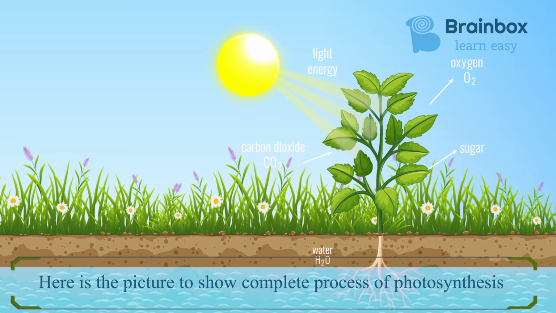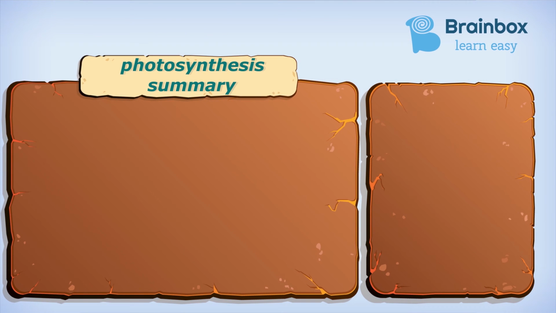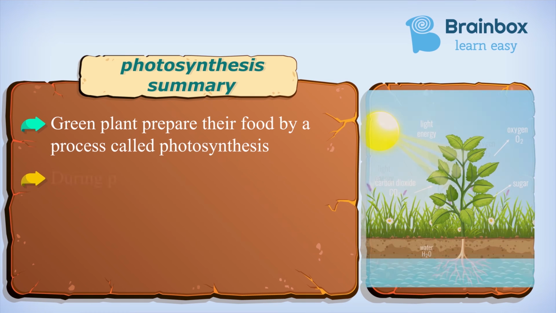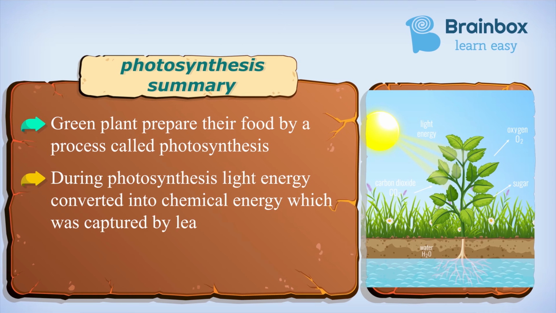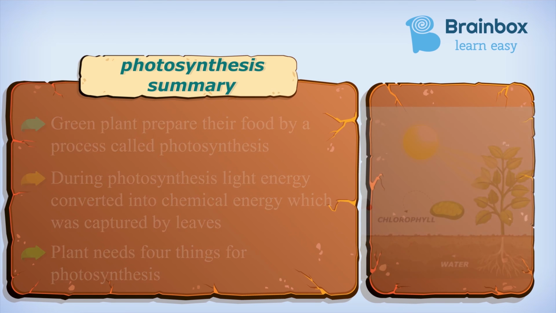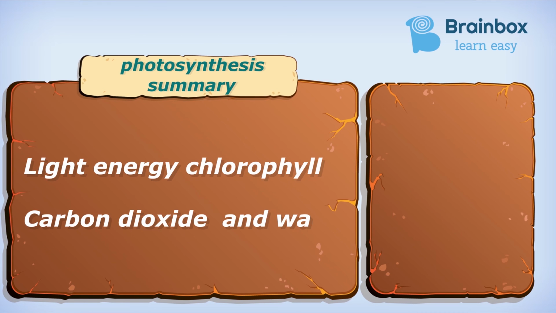So from this module, we have learned the following things. Let us summarize. The green plants prepare their food by a process called photosynthesis. During photosynthesis, light energy is converted into chemical energy, which is captured by the leaves. And the plant needs four things for photosynthesis: light energy, chlorophyll, carbon dioxide and water.